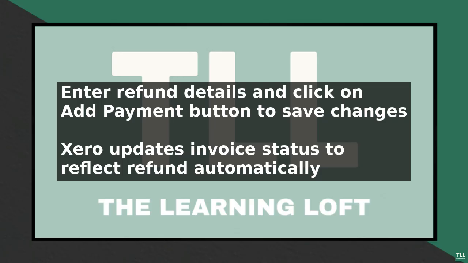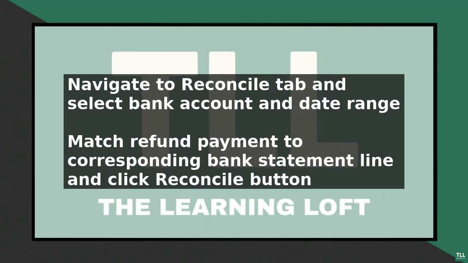To complete the reconciliation, navigate to the Reconcile tab in the Accounts Payable section. Select the bank account where the refund was deposited and the date range in which the refund was received. Xero will display a list of all unreconciled transactions, including the refund payment you just added. Match the refund payment to the corresponding bank statement line by clicking on the checkbox next to it. Finally, click on the Reconcile button to complete the reconciliation process.